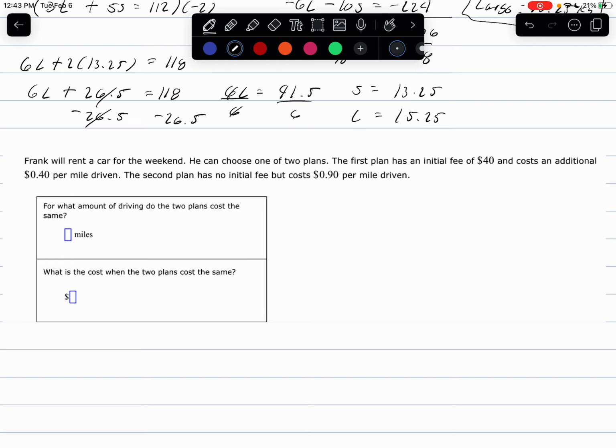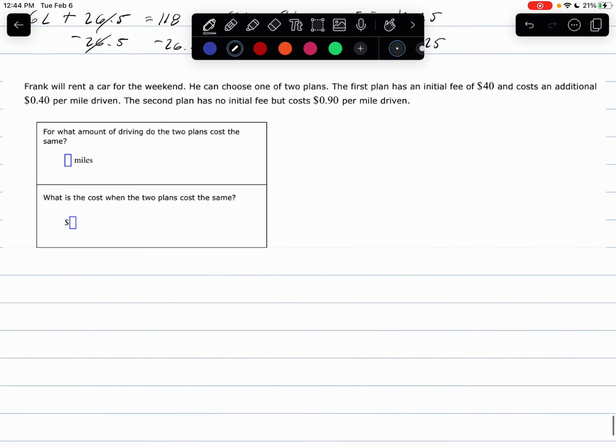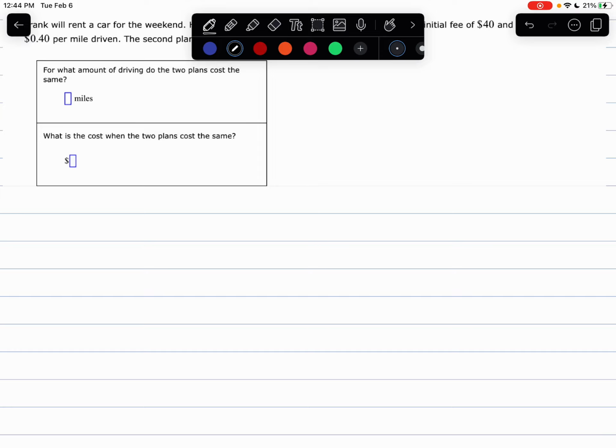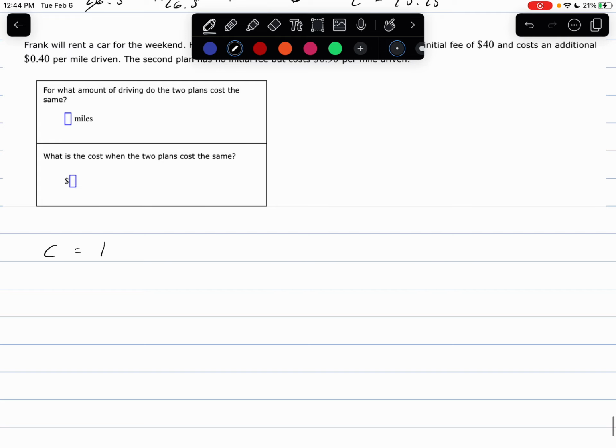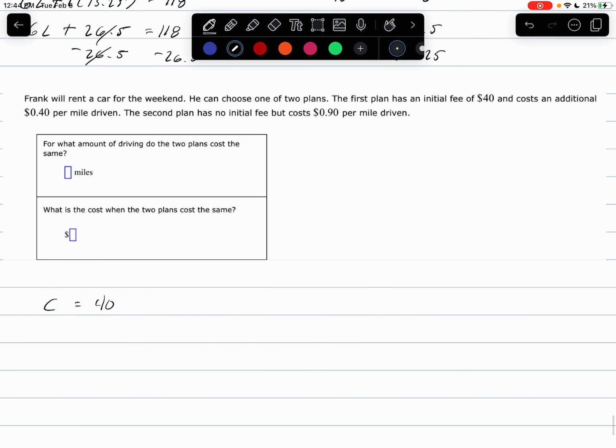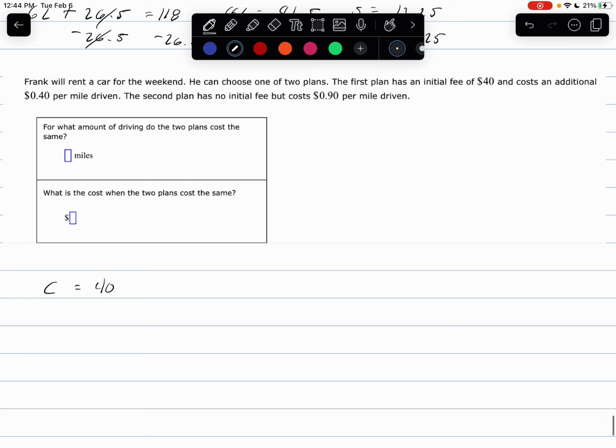Okay, so what we're looking for here is we're looking to find out for what amount of driving do these 2 plans cost the same, and what is the initial cost when the 2 plans are the same. Okay, well, let's make an equation for the first one. So the first plan has an initial fee, so we'll say the total cost, C, is equal to 40 plus, let's say, $0.4 or 40 cents per mile driven.